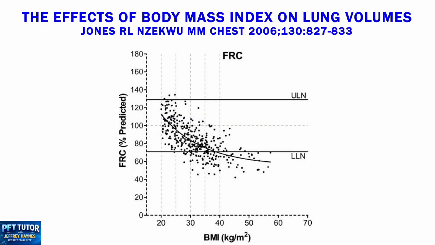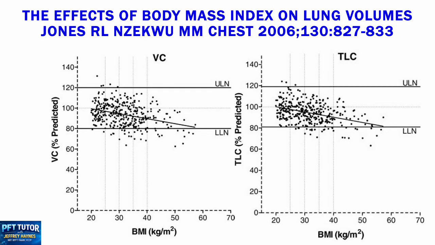Since the expiratory reserve volume is one of the two volumes forming the functional residual capacity, FRC follows a similar trajectory, rapidly declining with weight gain. Unlike ERV and FRC, the vital capacity and the total lung capacity have a more linear decline and usually only fall below the lower limit of normal at very high BMI.